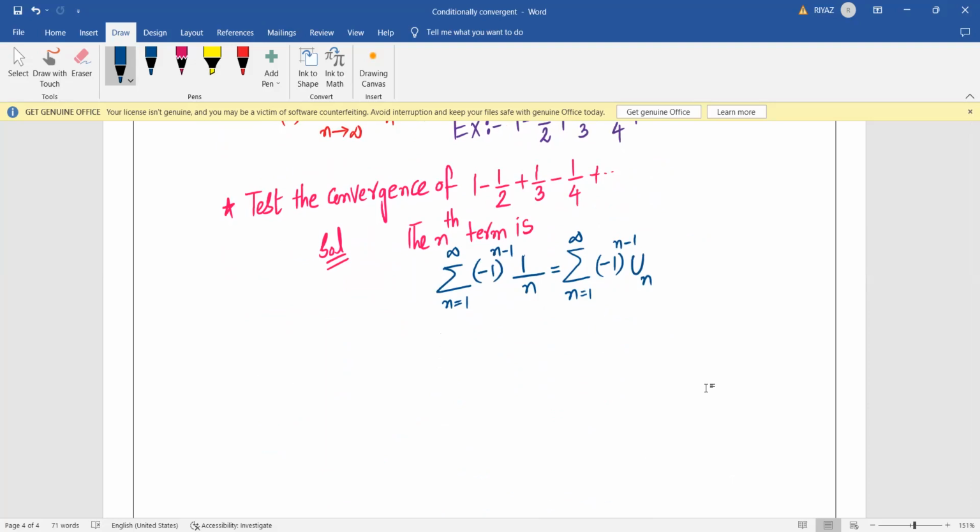Okay. So if you compare with the standard form, tell me what is our un value? (-1)^(n-1) times 1 by n, so un is 1 by n only. The (-1)^(n-1) and the summation also cancel on both sides. And un plus 1 value, what does un plus 1 become? 1 by n plus 1. So it becomes, what does it become now?